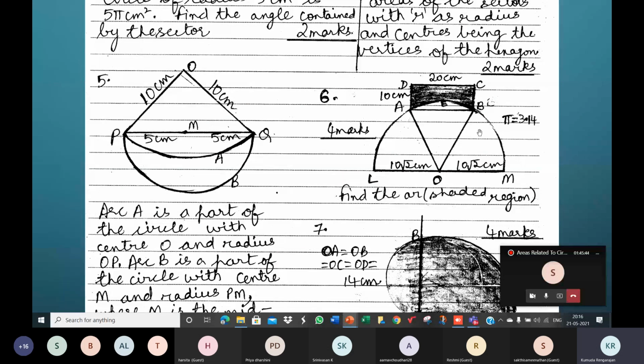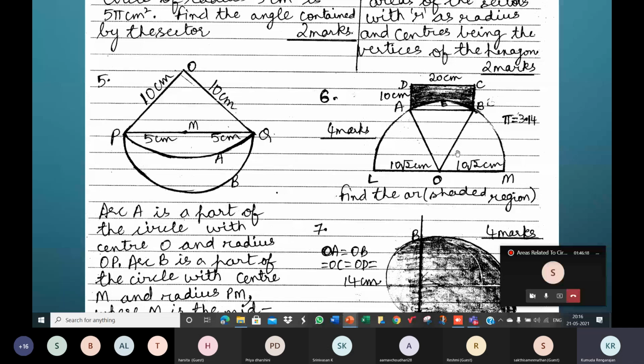Why did we square OA and OB? Because the lengths of OA and OB are 10 root 2. 10 root 2 is less than 20, because 10 into 2 is 20, but this is 10 into root 2. So obviously OA and OB are less than AB. AB is the longest side. That is why we squared it separately.